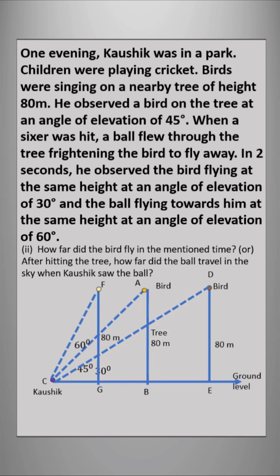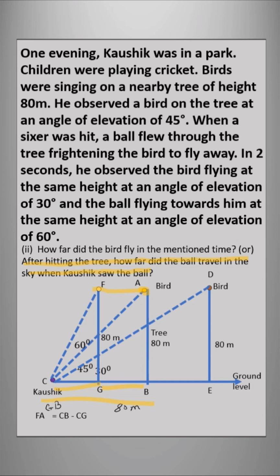Now let us solve this question. After hitting the tree, how far did the ball travel in the sky when Kaushik saw the ball? Means from point A to F. Now we have to find the distance between FA, which is equal to GB, which is equal to CB minus CG. We already know the measure of CB, which is equal to 80 meters. CG we have to find out.